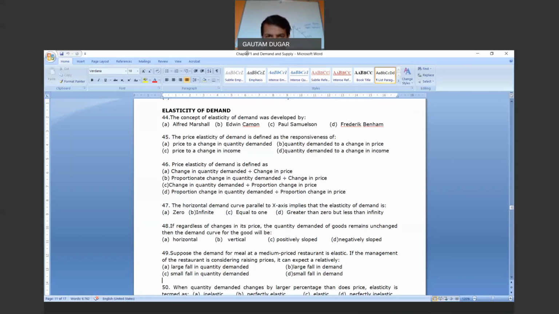Thank you. 47. The horizontal demand curve parallel to the x-axis implies that price elasticity is infinite. 47 is B, infinite. Next, 48. Question 48.